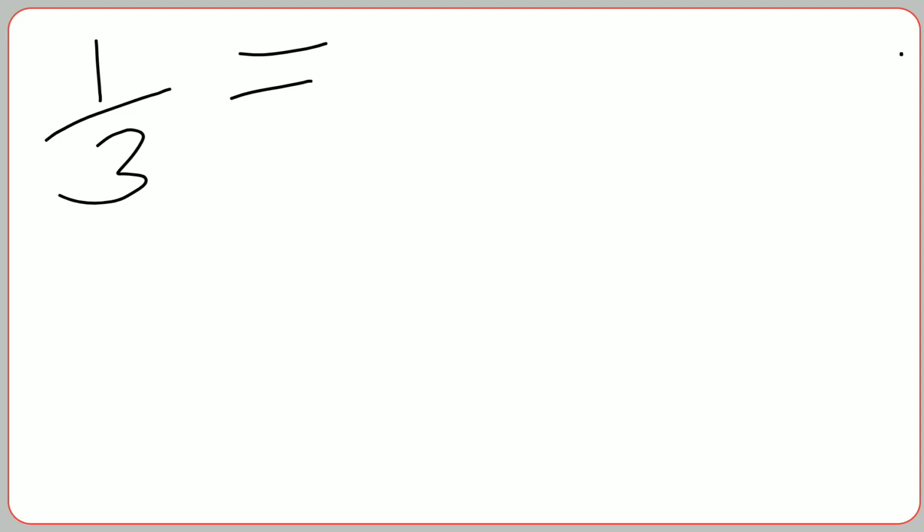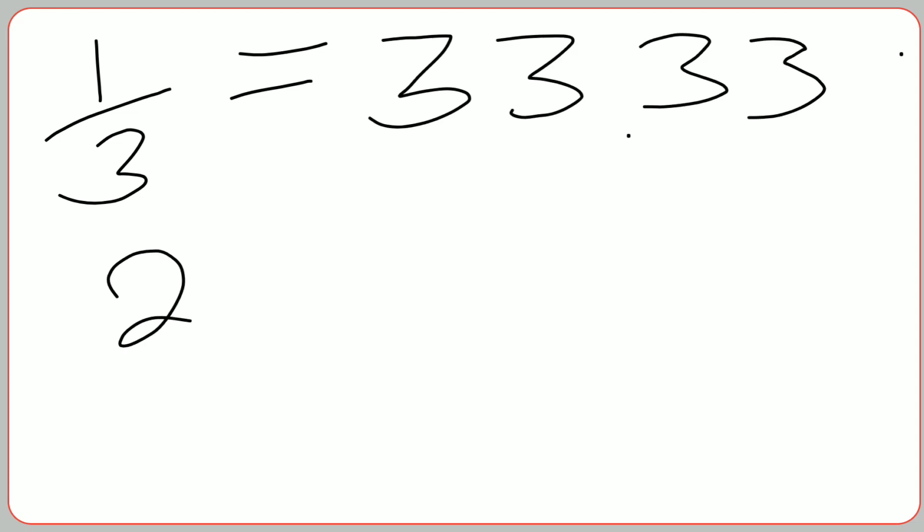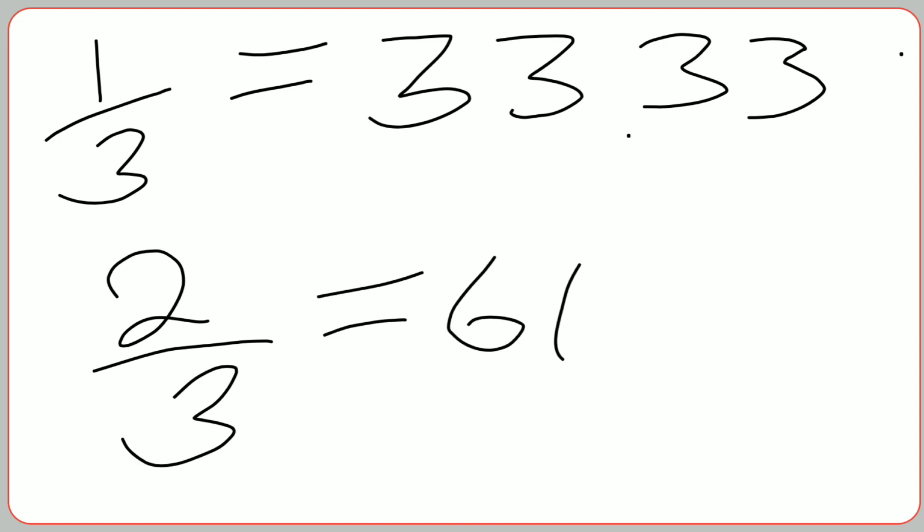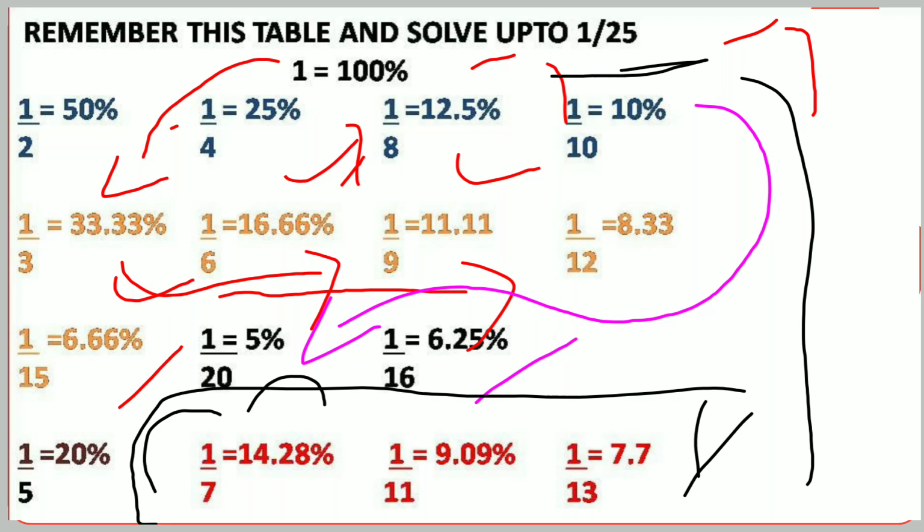You know that 1 by 3 is equal to 33.33%. And if you multiply both sides by 2, you get 2 by 3 is equal to 66.66%. Similarly, you can do this for all the values that are given in the table. See, if you multiply 1 by 8 by 2, you get 1 by 4 is equal to 25%. And similarly, all values. See, guys, most of the values of percentages that are asked in the exams come from these things.